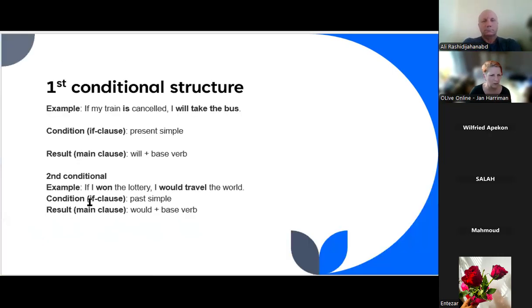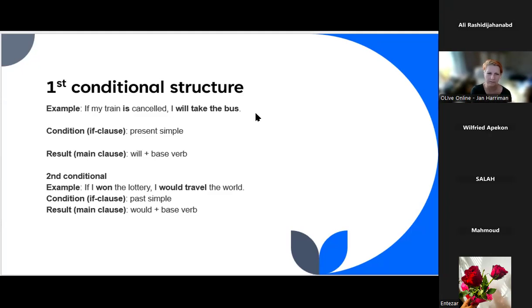So last week, as you recall, we looked at the first conditional. So if my train is cancelled, I will take the bus. That one is built with the present simple and the helping verb will with the base verb. So the condition, present simple, plus will is the first conditional. This is what I will do to respond to a problem in the future. If something happens, this is what I will do.